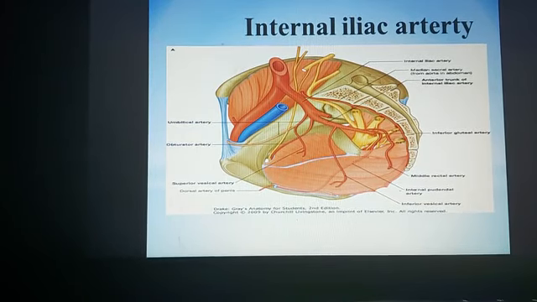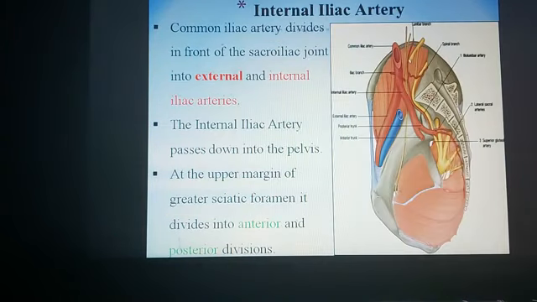Today I am going to teach about the internal iliac artery. The common iliac artery divides in front of the sacroiliac joint into the external iliac and the internal iliac artery.